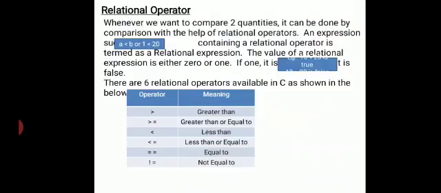Relational operator. Whenever we want to compare two quantities, it can be done with the help of relational operators. An expression such as a less than b or 1 less than 20 containing a relational operator is termed a relational expression. The value of the relational expression is either 0 or 1. There are 6 relational operators available in C as shown in the below table. Greater than, greater than or equal to, less than, less than or equal to, equal to, not equal to.